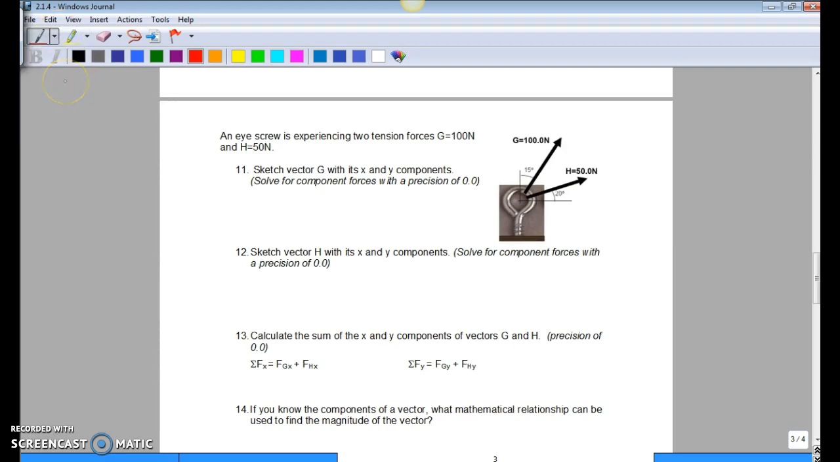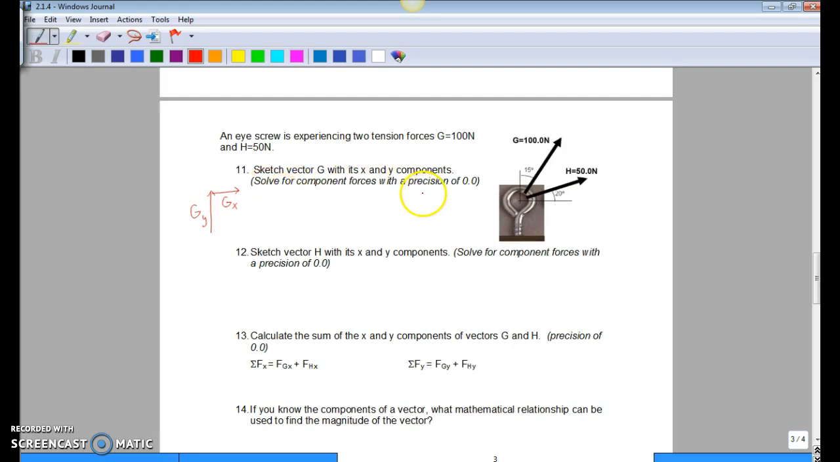We have a 5 point here. Our first vector is our y vector, that's G in the y direction. And then our second component is G in the x direction. So we have our component form of vector G, and then the second half says solve for component forces.